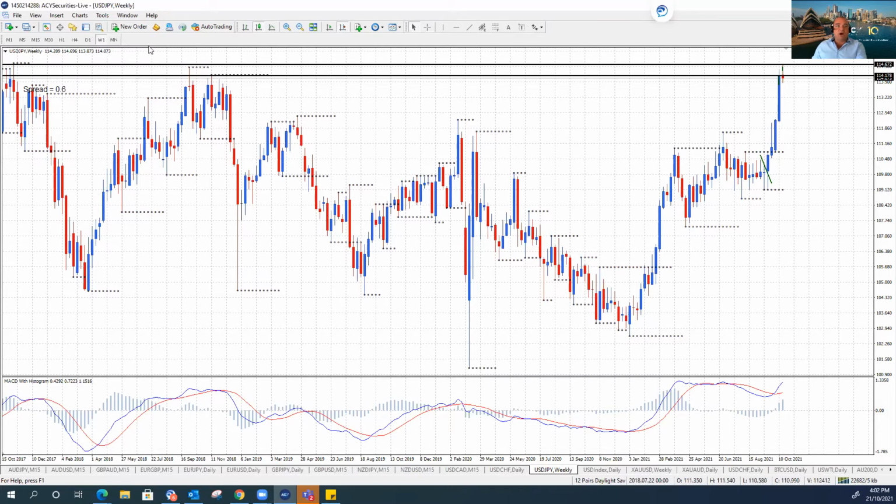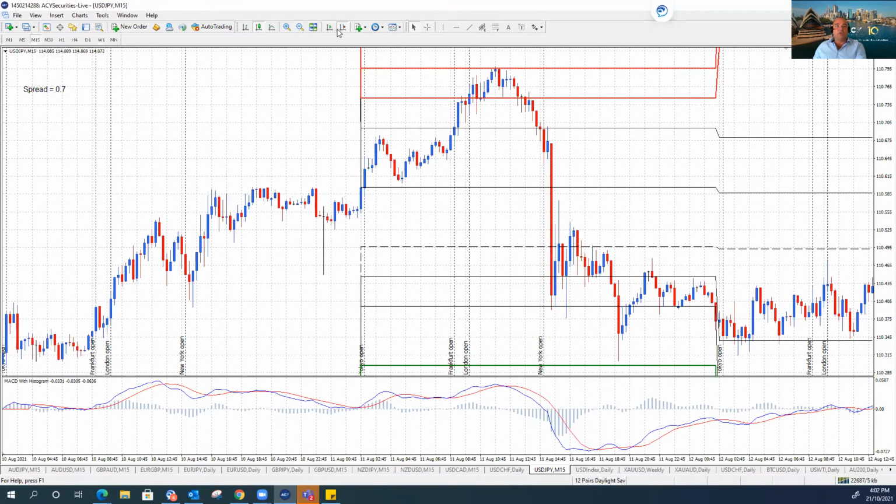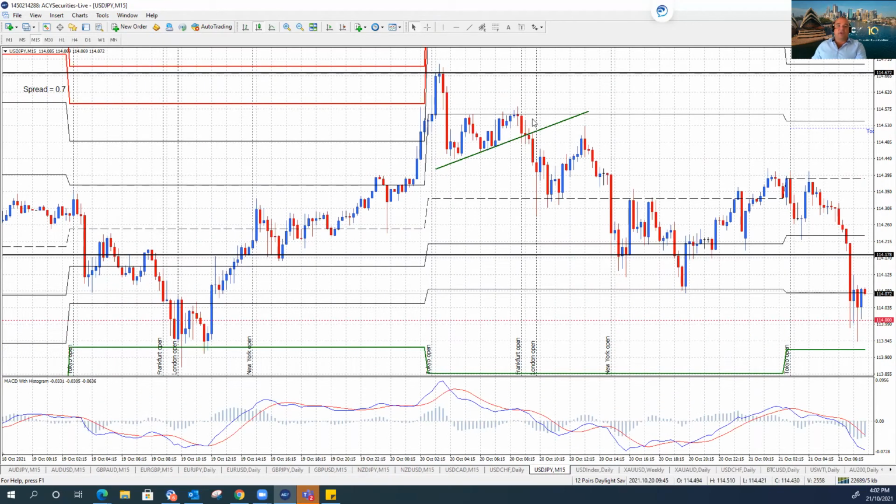But at the moment, I'll zoom in on this 15-minute chart to show you where we're at. All right, so this is where we entered. We got a failure up at that major resistance level on the monthly chart, and then we got a failure set up underneath this pivot. So we're risking about 25, maybe 30 pips on this particular trade.